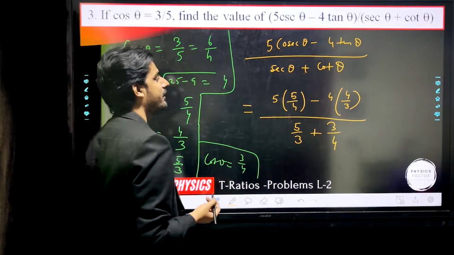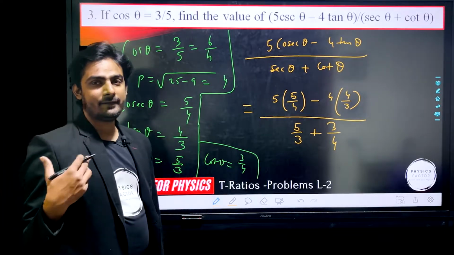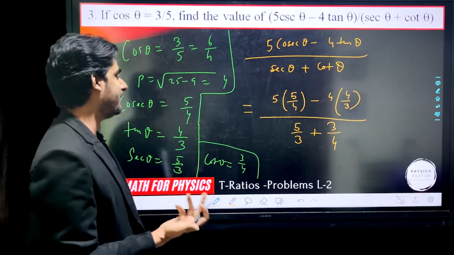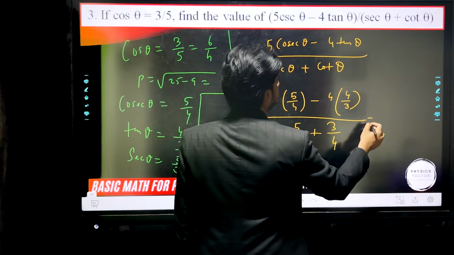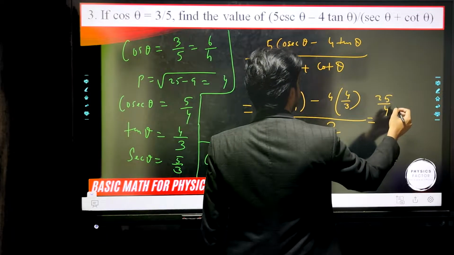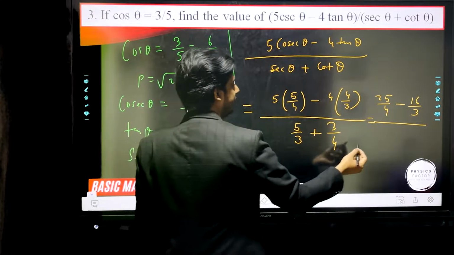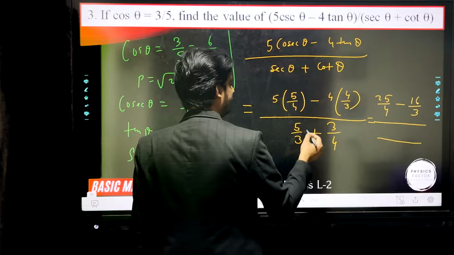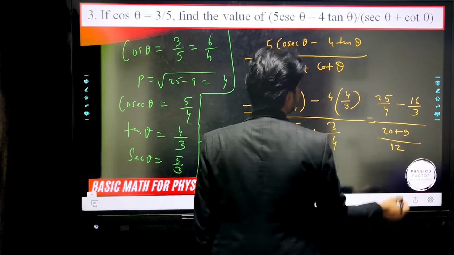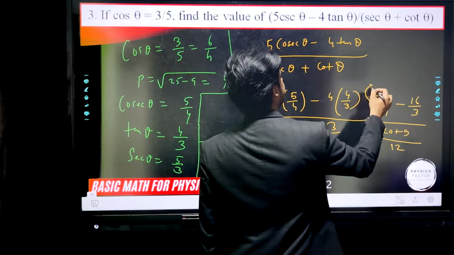Now this we need to simplify. To simplify this, you need basic maths: normal multiplication, division, fractional multiplication and fractional division or subtraction. So this is 25 upon 4 minus 16 upon 3, upon this, we can take an LCM. So 20 plus 9 upon 12. And in the numerator also we can take the LCM like this.